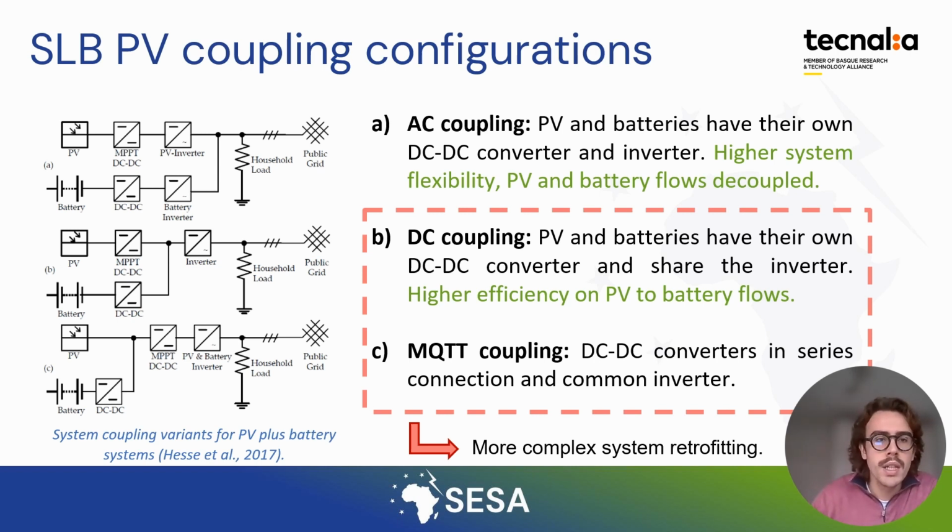Then there are two DC coupling options. The first is DC coupling, where PV and batteries have their own DC-DC converter but have a common inverter, which allows for high efficiency of the system. The second is MPPT coupling, where the DC-DC converters are connected in series. Note that DC configurations provide high efficiency but make it more complex to upgrade or retrofit the installation.